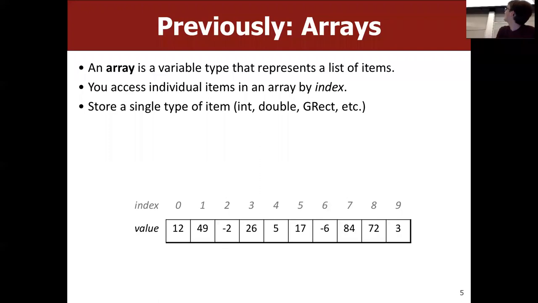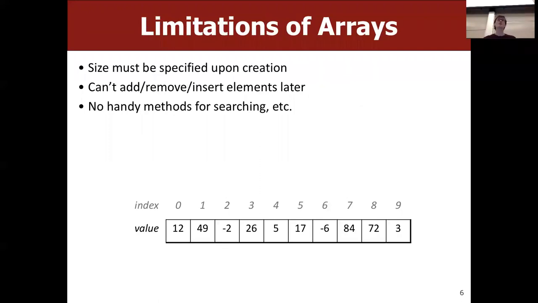Okay, so one of the limitations that we talked about is that size must be specified upon creation. You can't add or remove or insert elements after the fact. And there are also no handy methods for searching if an array contains an element. You saw that if you even want to print out an array, you have to use Arrays.toString, which is this special weird method that you have to call to print out an array. So an array doesn't do a lot of stuff for you. It's kind of a lot of manual labor. So there are a couple limitations, and these limitations are exactly the kind of things that ArrayLists solve for us.